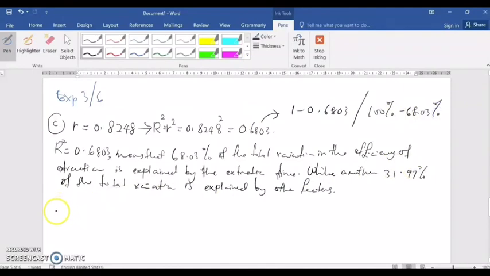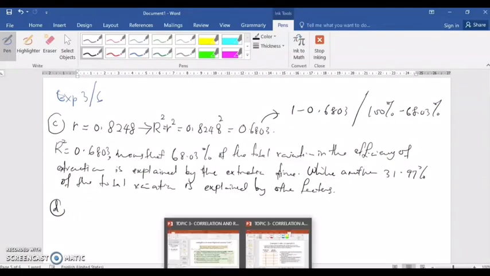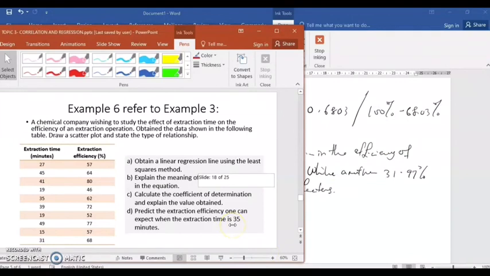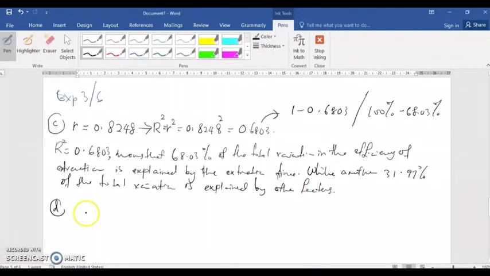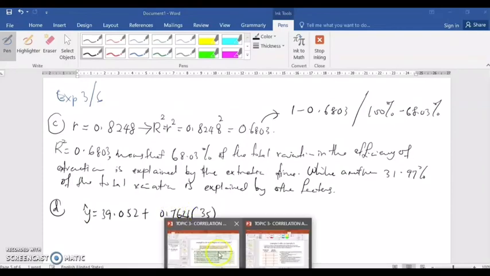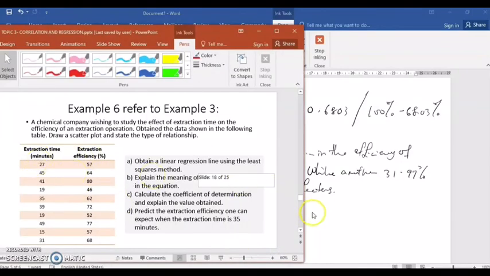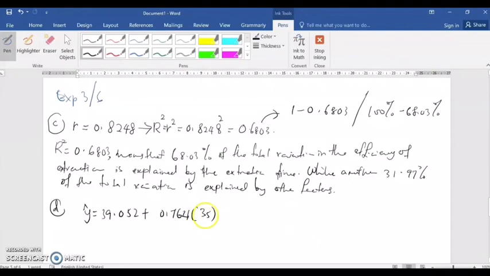Okay, so that one is for C, and then we proceed to D, which is how much we need to put in when the extraction time is 35 minutes. Predict the extraction efficiency one can expect when the extraction time is 35 minutes. So based on that question, you have to substitute back into Y, which is Y equals beta naught plus beta 1, 0.764, and then you substitute the value 35. Since in the question it is originally in minutes, there is no problem. Let's say it is given in seconds, you can convert it to minutes.